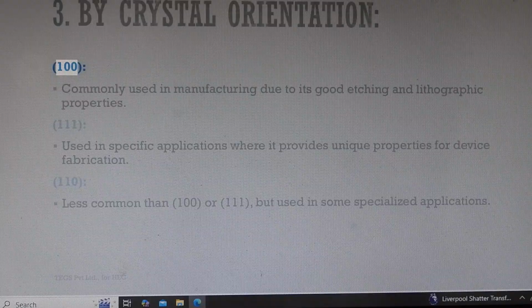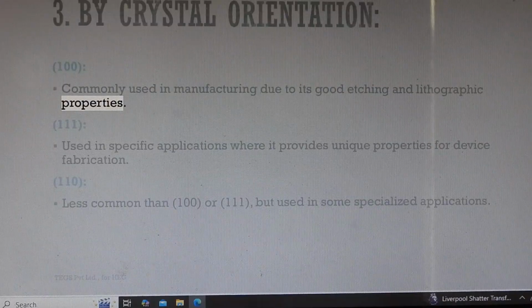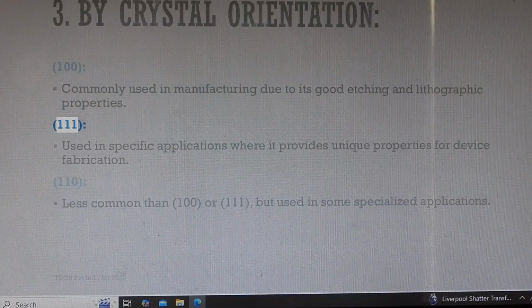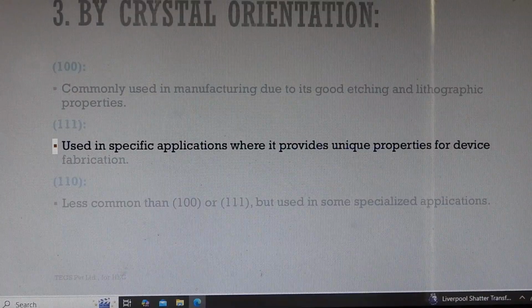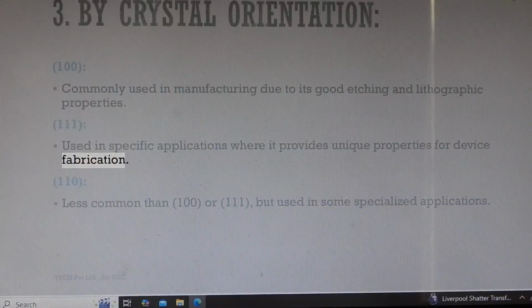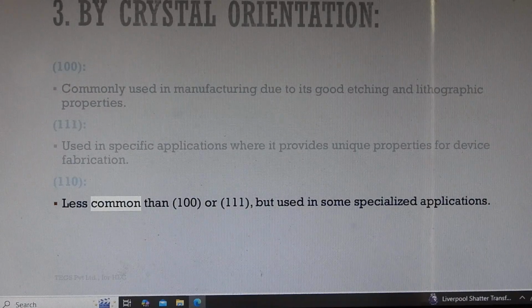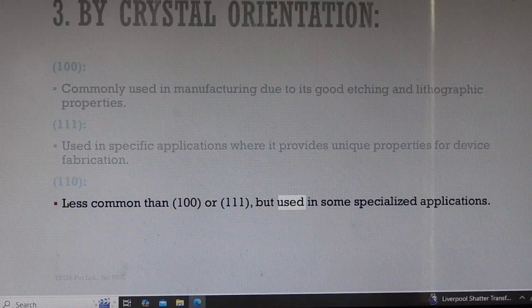3. By crystal orientation. 100: commonly used in manufacturing due to its good etching and lithographic properties. 111: used in specific applications where it provides unique properties for device fabrication. 110: less common than 100 or 111, but used in some specialized applications.